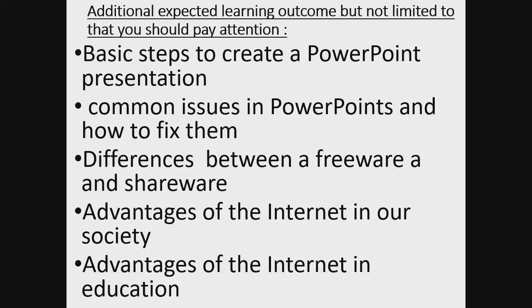What is the difference between a freewell and a sharewell? What are the advantages of the internet in our society? Disadvantages of the internet in our society? These are questions that you can be asked.